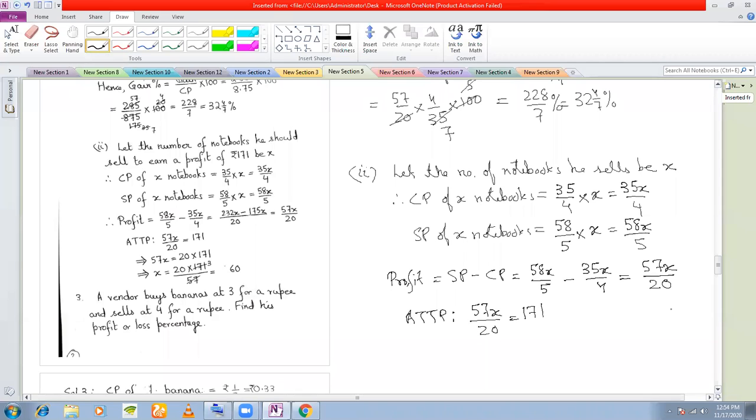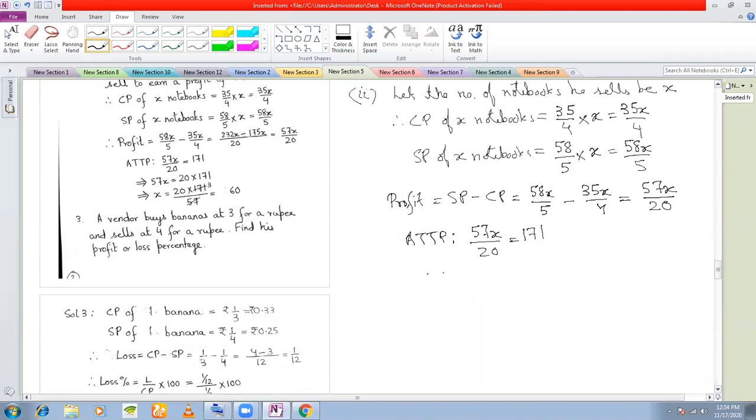So therefore 57X by 20 must be equal to 171. Now you can calculate the value of X. 57X is equal to 171 into 20. Therefore X must be equal to 171 into 20 divided by 57. This should cancel with 3. We get 60. So he must sell 60 notebooks. He must buy 60 notebooks and be able to sell them to someone in order to obtain a profit of 171 rupees.